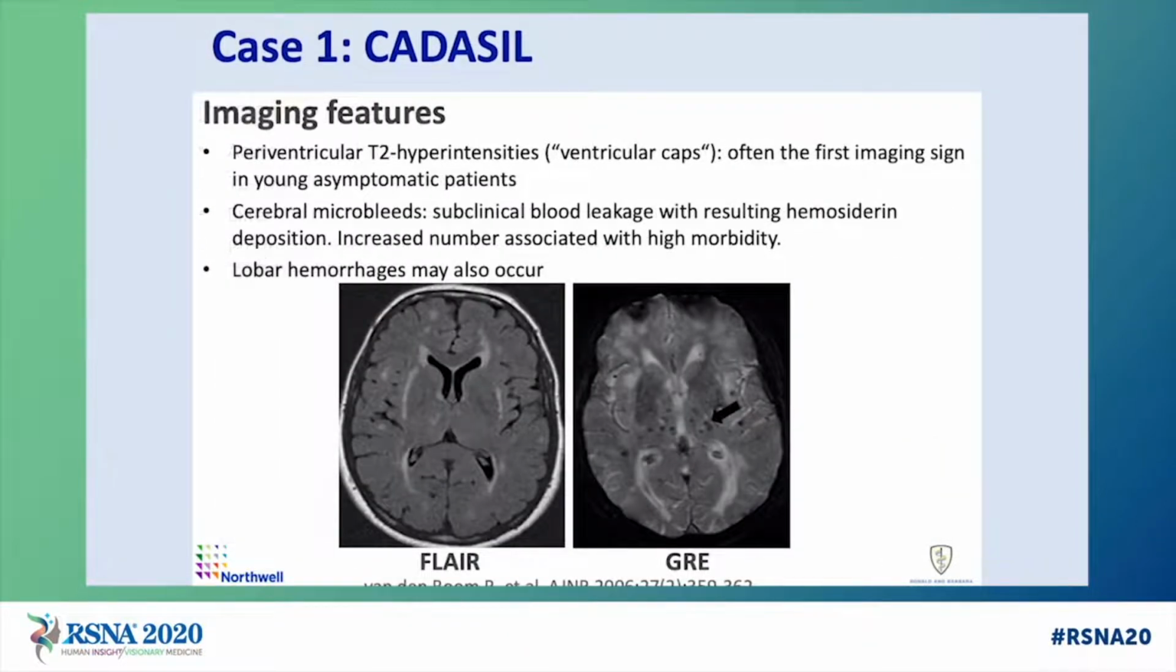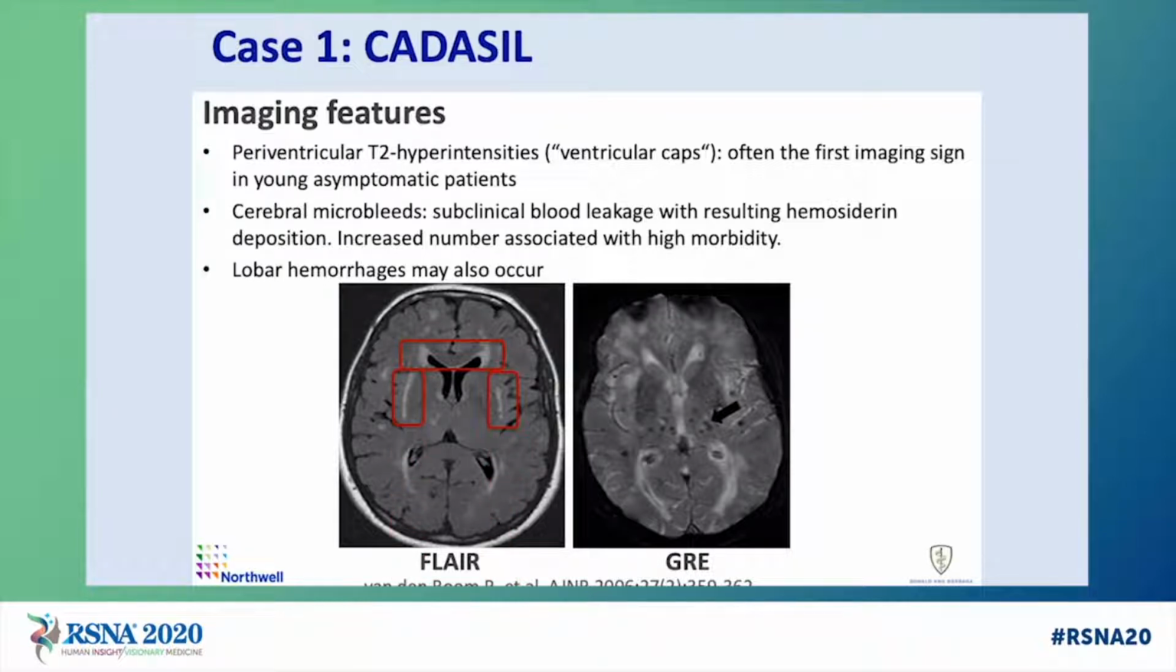Other imaging features include periventricular T2 hyperintensities, such as the ventricular caps, which often is the first imaging sign in young asymptomatic patients. In this case, there are periventricular white matter disease predominantly seen as ventricular caps in the frontal lobes and in the external capsules bilaterally.